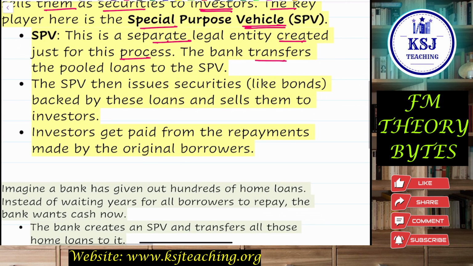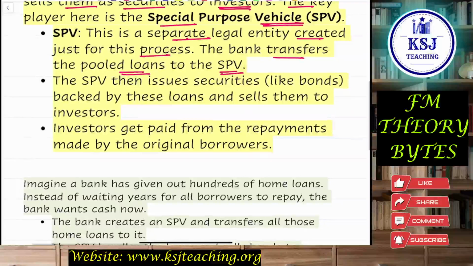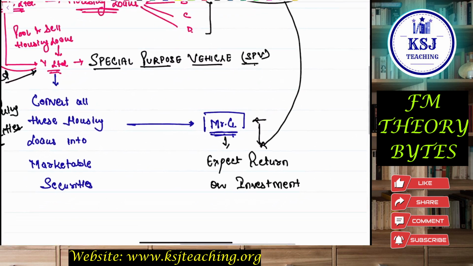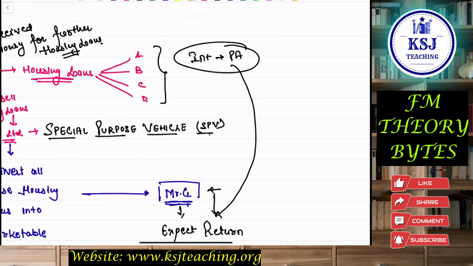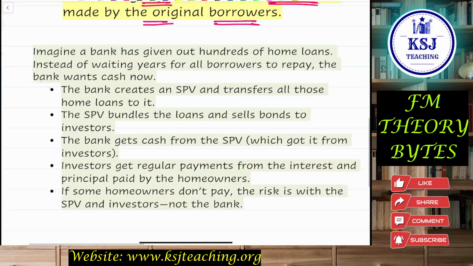The bank transfers the pooled loans to the SPV. This ABC Limited can be a bank, right? This is referred to as the bank in the example. So they will pool their resources and give it to SPV. The SPV then issues the securities like the bonds backed by these loans and sells them to the investors. The investors get paid from the repayments made by the original borrowers, from where the return is being given to Mr. G, from this return from A, B, C and D, right? So this is what is there.